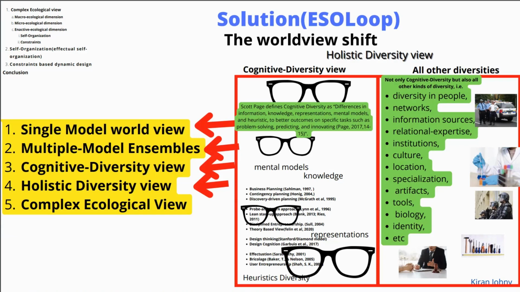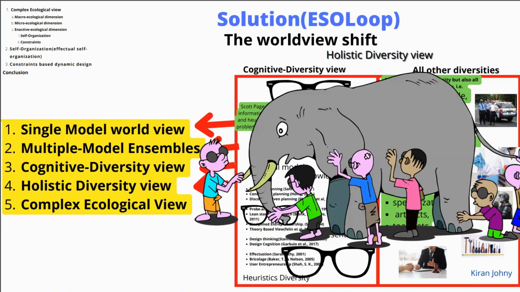Now, this worldview is by default inclusive of all the previous ones. It is inclusive of single model worldview, multiple model ensembles, and also cognitive diversity worldview. As I said, the complex ecological worldview is different from holistic diversity view also. As in the case of six blind men trying to figure out the nature of the elephant together, the understanding of diverse features of the world is important.